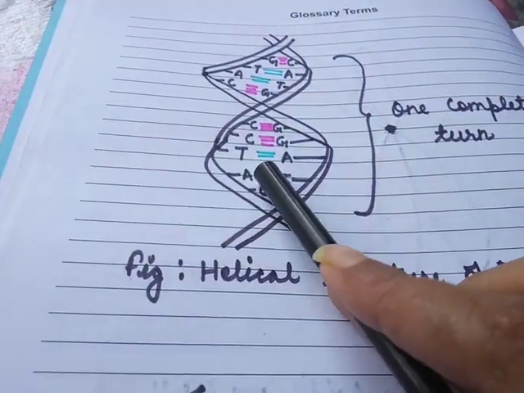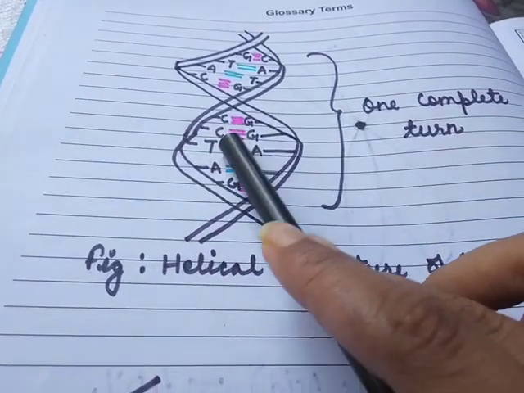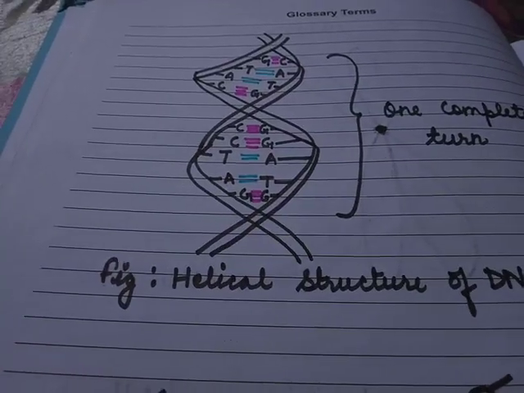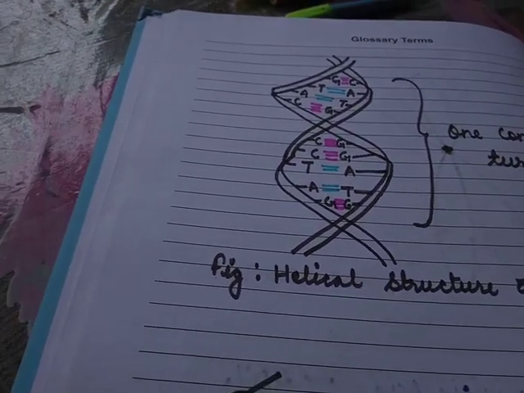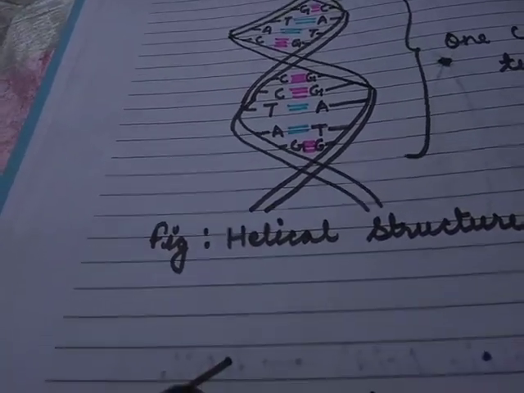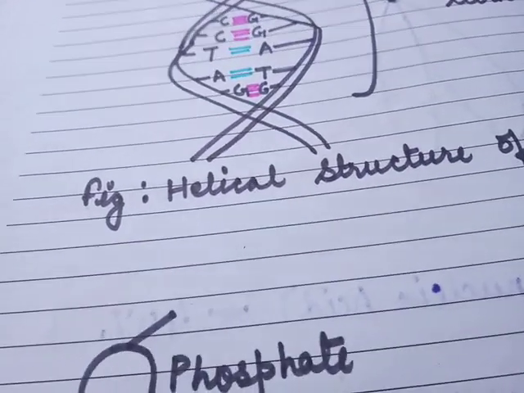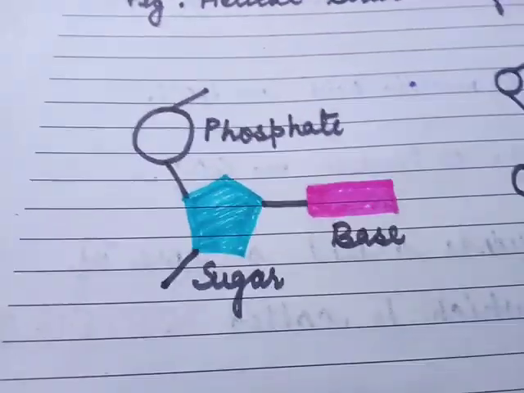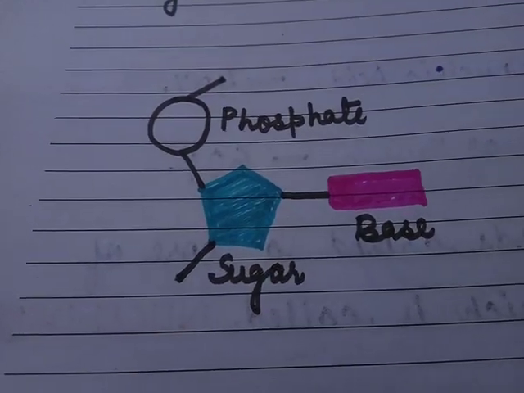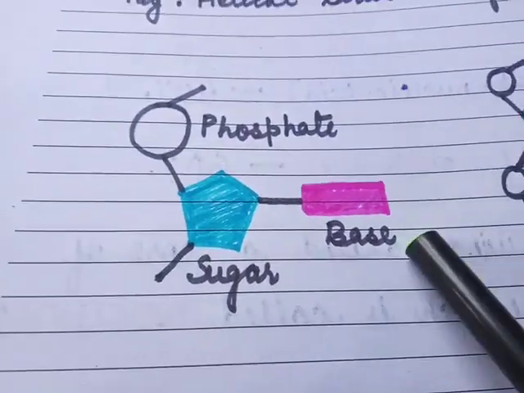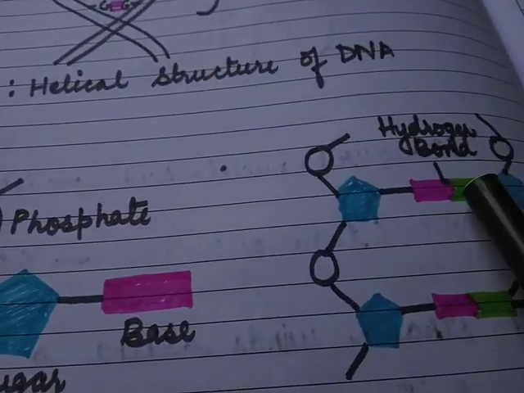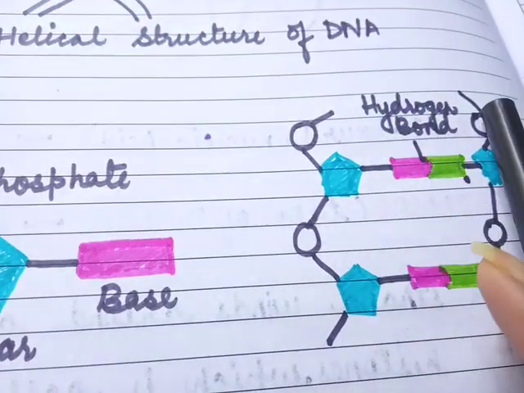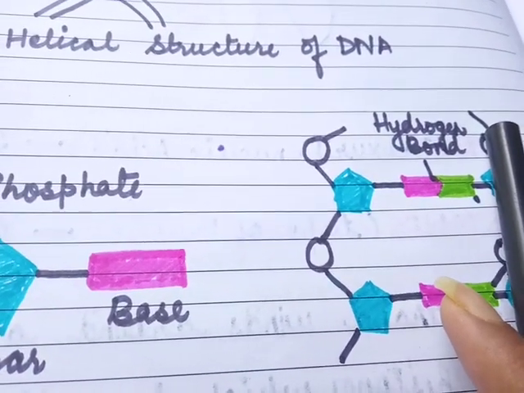In chemistry also you have studied about triple bonds and double bonds. These bonds are known as hydrogen bonds. The nucleotides of the DNA are made up of 3 components. The first one is phosphate, the second one is sugar, and the third one is the base, also known as the nitrogenous base. These are attached just like this. You can refer to your book. If it is not clear, refer to your book.